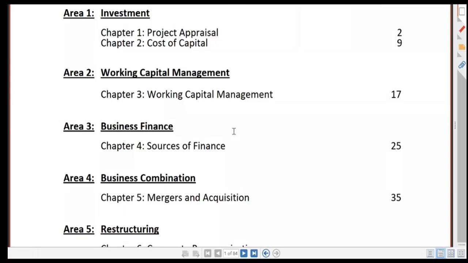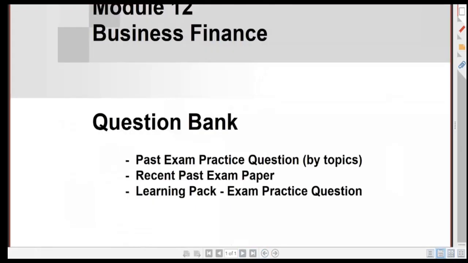So on the knowledge, we will have 7 lectures roughly to cover the 8 areas. After we finish with the knowledge, then we move on to the revision. Okay, so revision, you have past exam questions. This is by area or by topic, right? And attached at the back also there are recent past exam papers, and then attached also extracts from your learning pack, the exam practice questions if you want to. So what is more important actually is the past exam and the recent past exam.